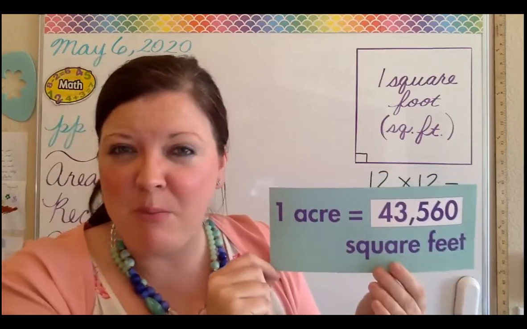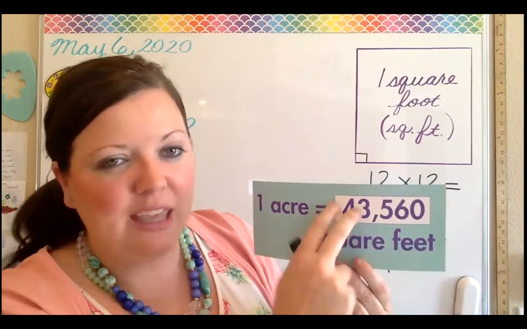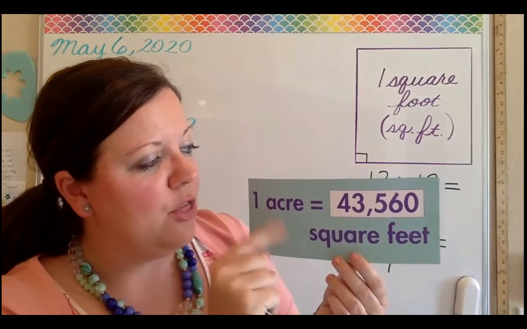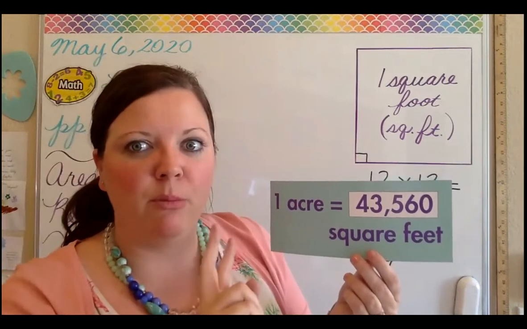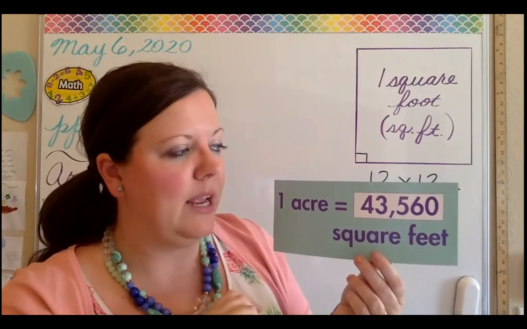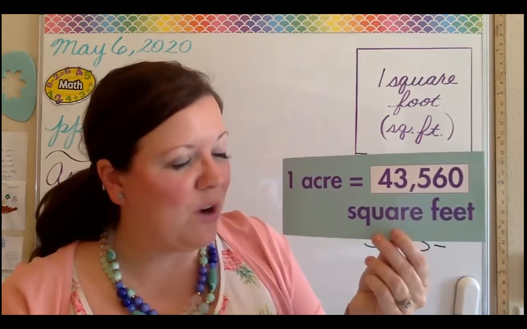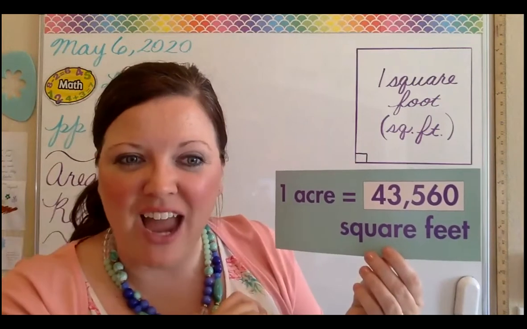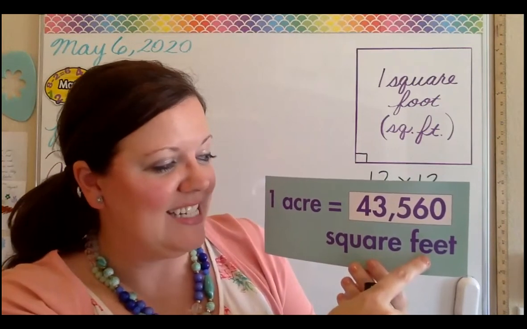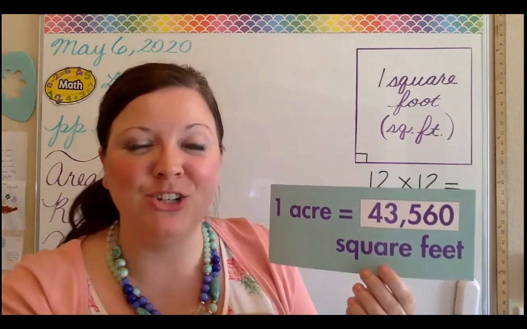My only memory hook to memorize this number is pretend if we were to flip-flop these, it would say 3, 4, 5, 6. That's my memory hook. But we've got to remember, it's not 3, 4, it's 4, 3. 43,560. Say that with me. 43,560. There are 43,560 square feet in 1 acre. 1 acre is how we measure land.